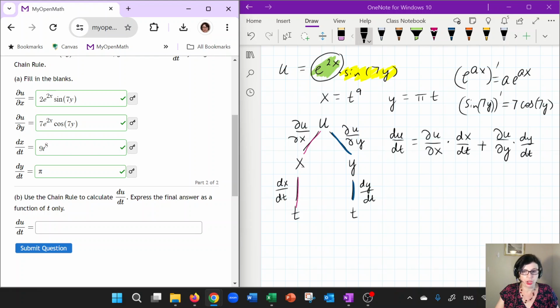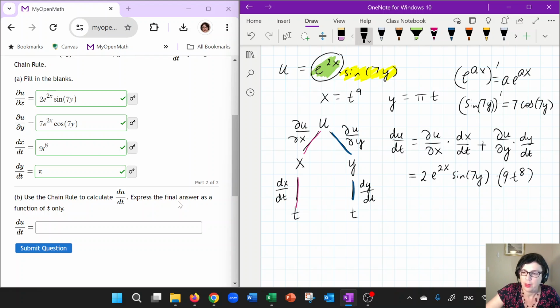Now we want to use the chain rule. What does the chain rule do? I'm literally substituting all the pieces. First, I take the derivative with respect to x, so I got 2 e to the power 2x sine 7y, and I multiply that by dx over dt, which is 9t to the 8th. Okay, then plus the derivative with respect to y. So I got 7 e to the 2x cosine 7y, and multiply that by dy over dt, which is pi.